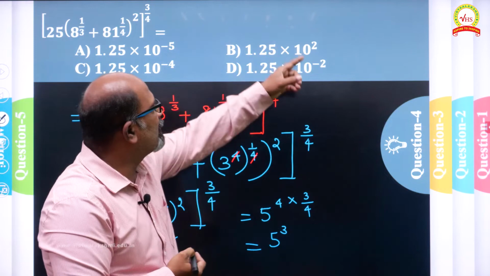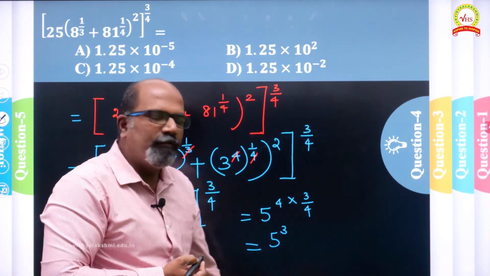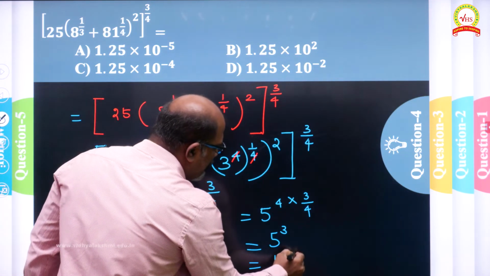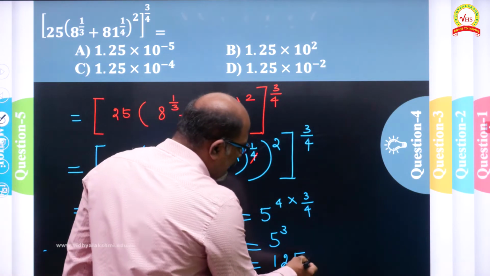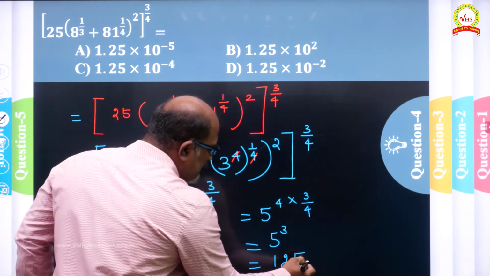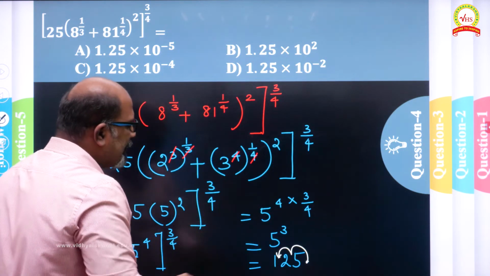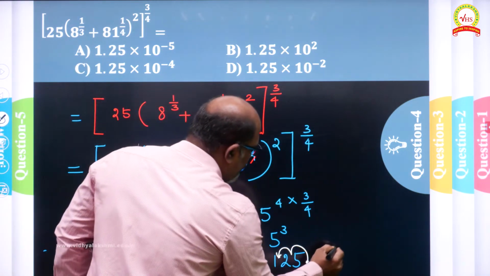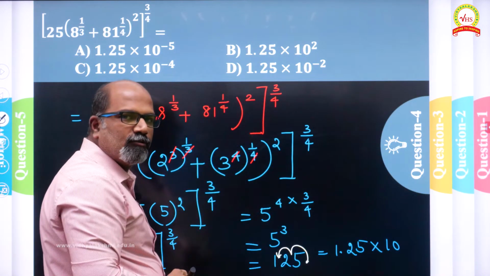Oh, all these answers are actually given in scientific notation. So after getting the answer, we have to convert it into scientific notation. 5 cube, you will be getting 125. So this 125, we have to convert into scientific notation. The decimal point has to be moved 2 steps in order to get it after 1. So what will be the answer you will be having? 1.25 multiplied by 10 power minus 2 or plus 2.